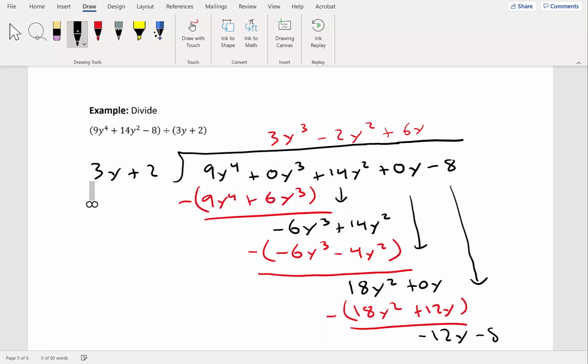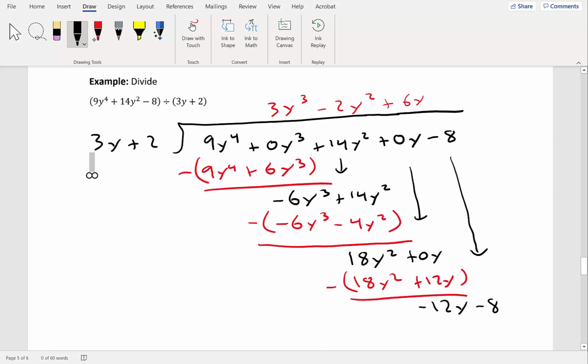Now let's bring down that last term, bring down the negative 8. And now repeat the process. What do we have to multiply 3y by to get negative 12y? We'll have to multiply by negative 4. So let's go ahead and multiply it out. So negative 4 times 3y, I get negative 12y. Negative 4 times 2, I get negative 8.